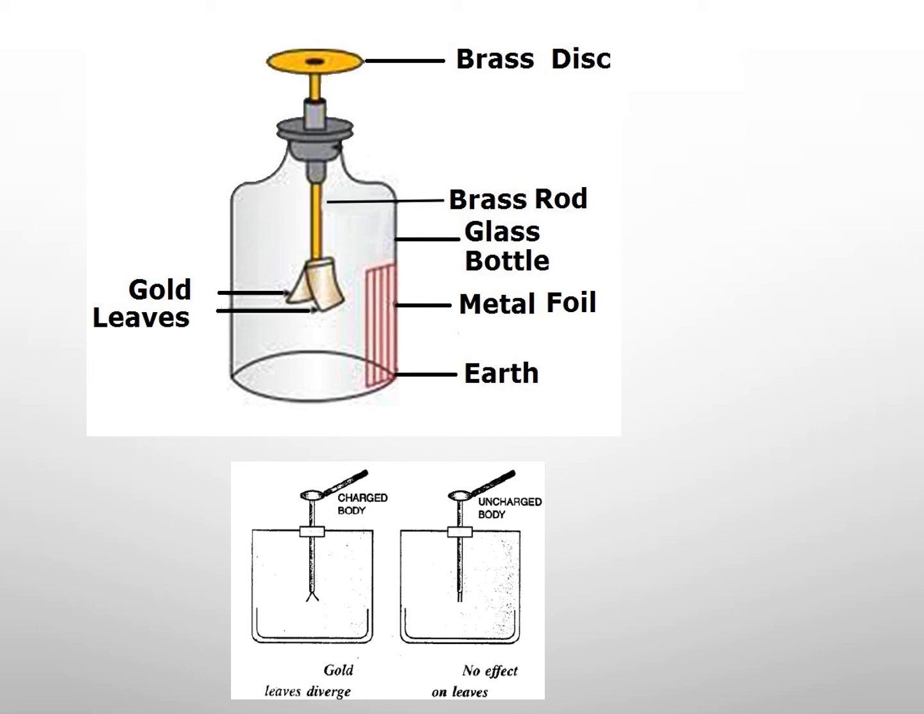This gold leaf electroscope is used to test whether a body is charged or uncharged. When we bring a body and touch it with the brass disc of the gold leaf electroscope, if the gold leaves diverge, move away from each other, it means the body is charged. But if the leaves do not diverge, the body is uncharged.